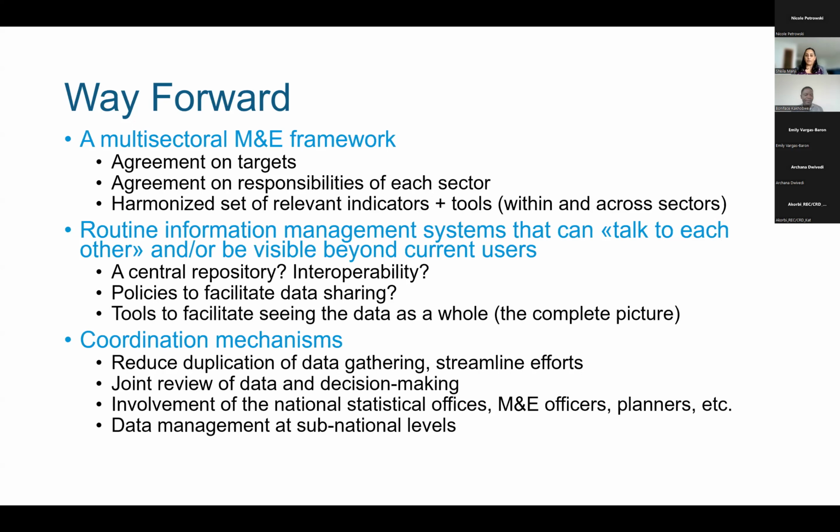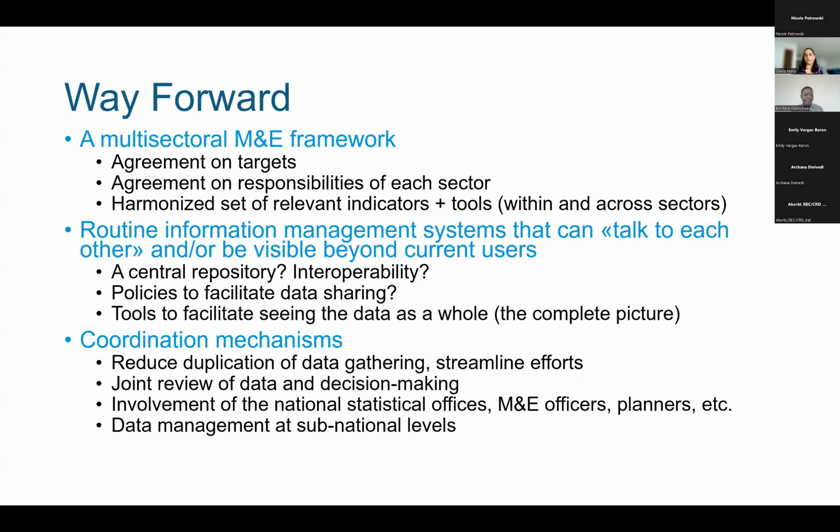But it's not enough to just collect the data. We also need to think about how we are using that data. So these coordination mechanisms can also support joint review and joint analysis of that data and inform annual budgeting, annual programs, sector plans, and future iterations of the multisectoral plans or policies.